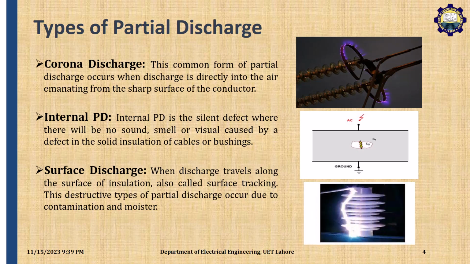If we look at the visual, this is our insulator, and the partial discharge is traveling along the surface. If there is water, a path forms that leads to the final complete breakdown. It is also called surface tracking. This destructive type of partial discharge occurs due to contamination or moisture. If the temperature of the environment is low, or there is moisture, that will cause a surface discharge.